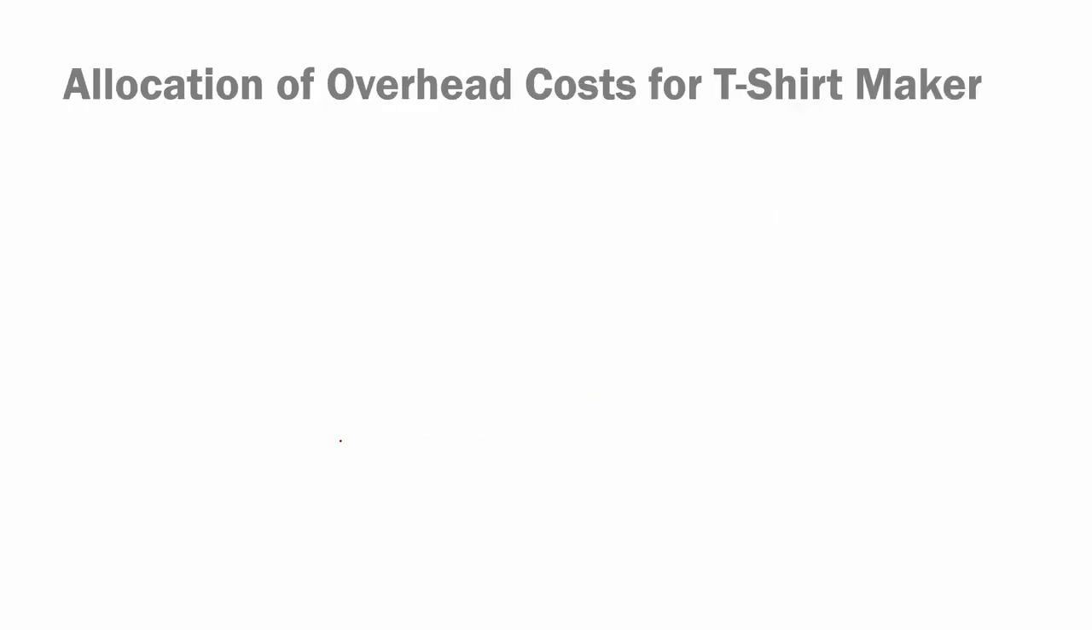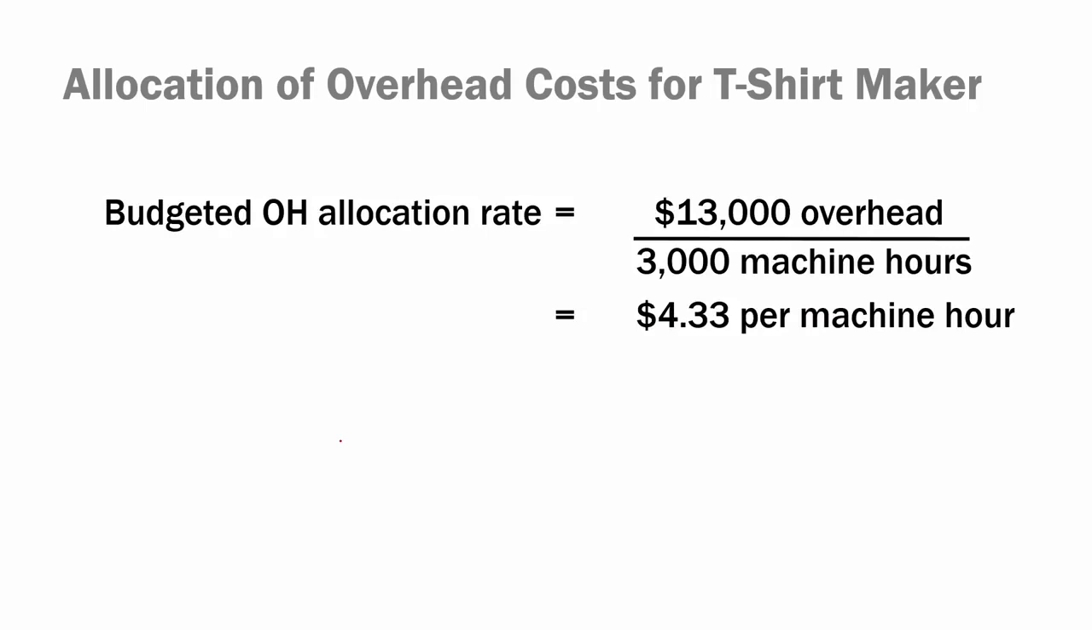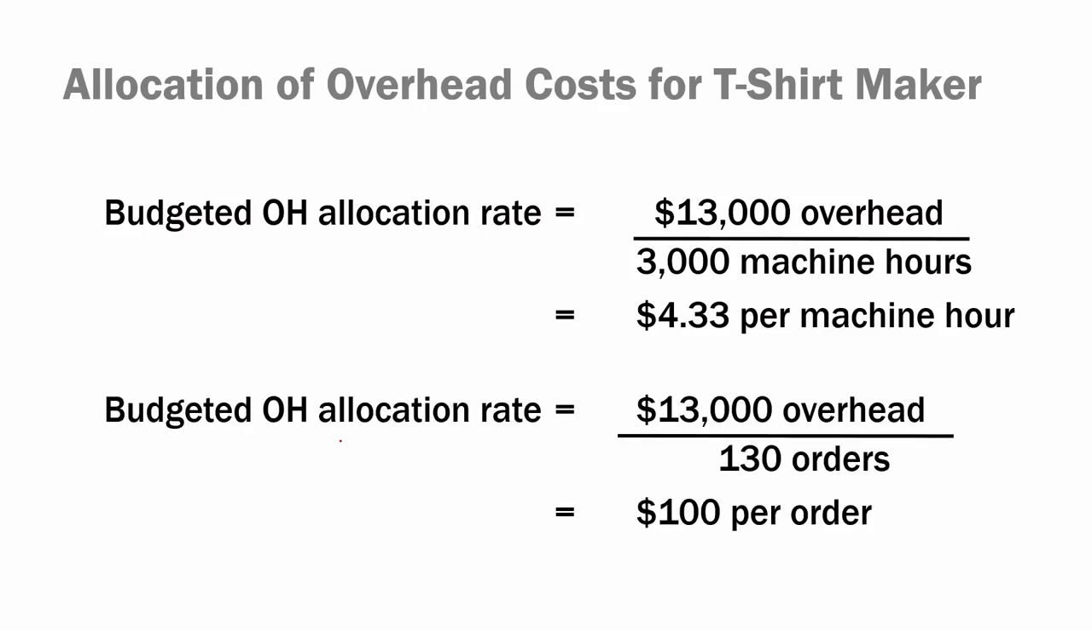Next, of course, we calculate an allocation rate for each pool. For the first pool, we divide the $13,000 pool of the overhead cost by the 3,000 machine hours to obtain a rate of $4.33 per machine hour. And then for the second pool, we divide that $13,000 pool of overhead cost by the 130 orders to obtain a rate of $100 per order. And then we use those rates to allocate each pool to the t-shirts.